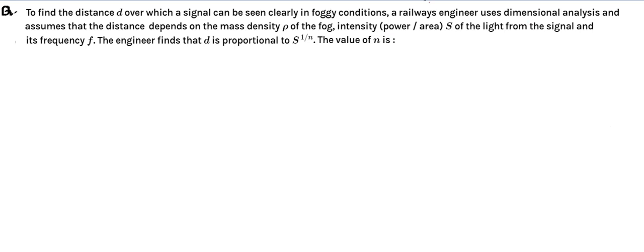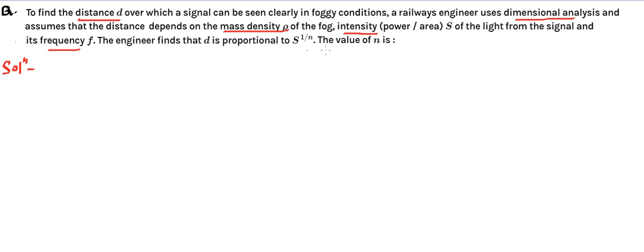For us, the focus will be on the quantities that we are interested in. So the target quantity is a distance. Distance d depends on certain other quantities, which are the mass density rho, intensity, which is power per unit area, and also the frequency. And we need to solve this by using the dimensional analysis method. So we will proceed in a very similar fashion as we solved the previous couple of questions.